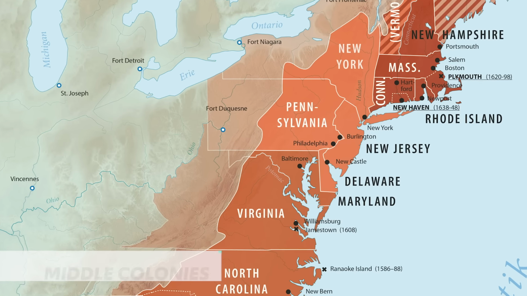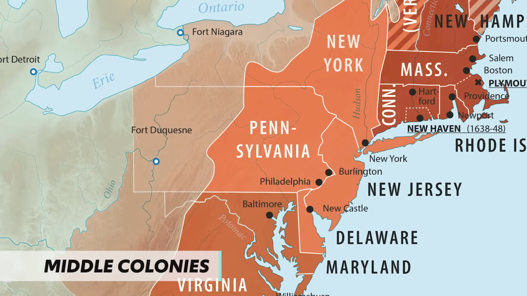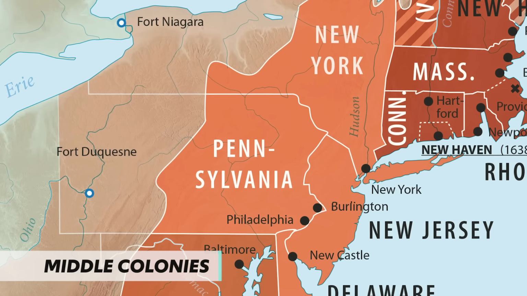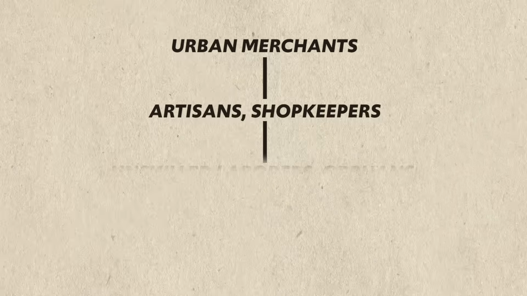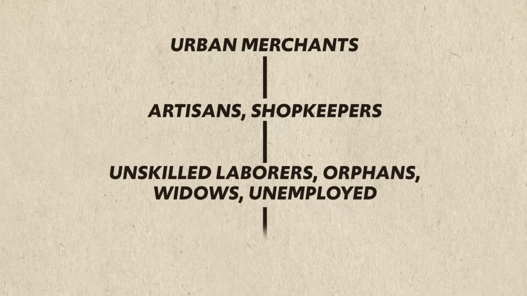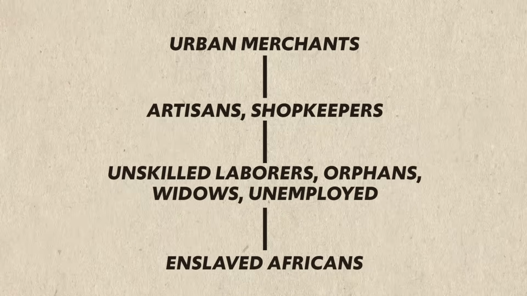Okay, and finally we need to do a little talking about the middle colonies. First, New York and New Jersey. These colonies were situated by the sea and were shot through with lots of rivers and streams, and therefore they developed an export economy based on cereal crops. Additionally, these colonies had a diverse population that over time became increasingly unequal due to an emerging elite class, and basically society was structured thusly. The wealthy urban merchants were up on top, next came the middle class artisans and shopkeepers, and then below them you had the unskilled laborers, orphans, widows, and the unemployed, and bottom of all you had a significant population of enslaved Africans.